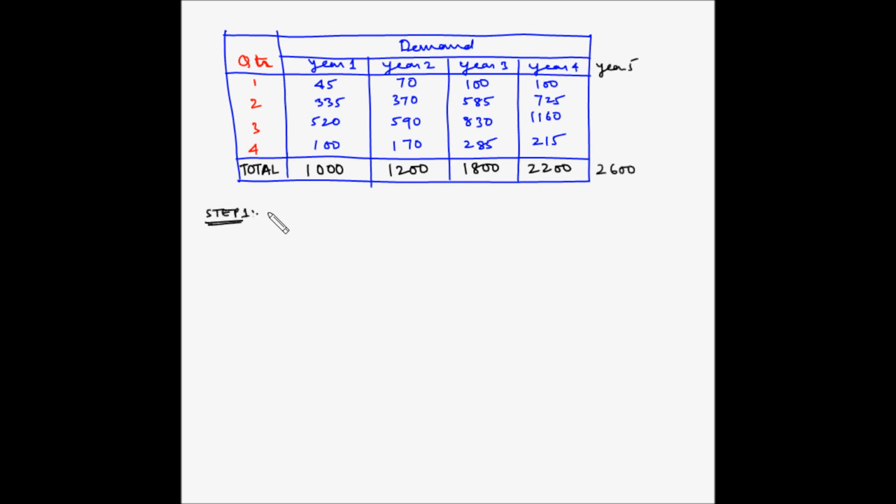For each year, calculate the average demand per season by dividing the annual demand by the number of seasons per year.